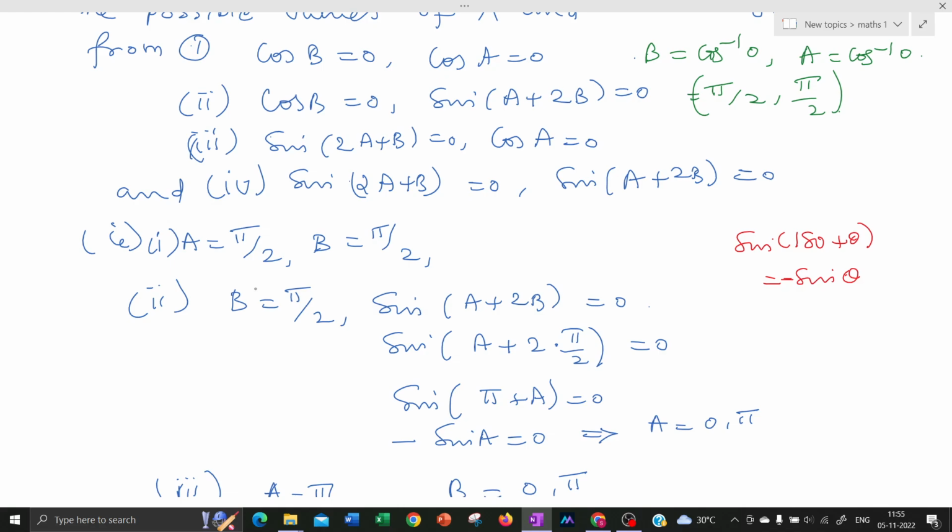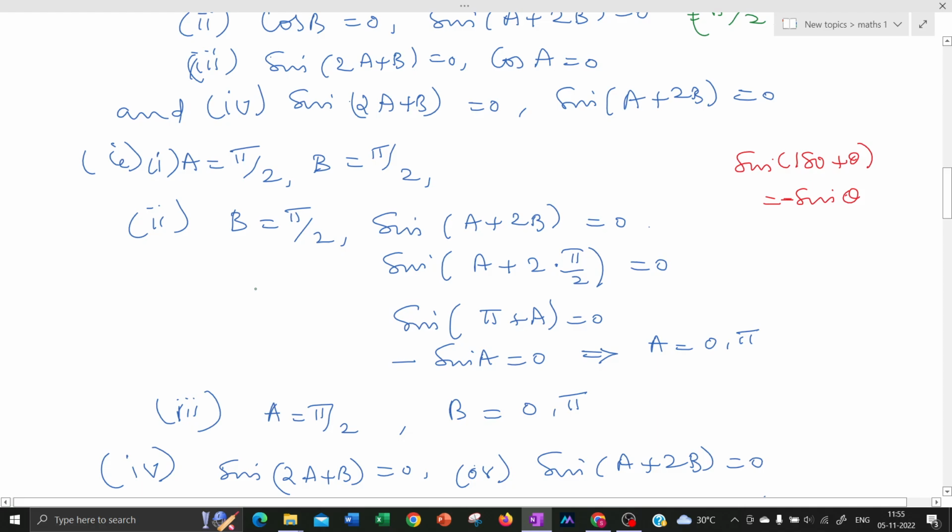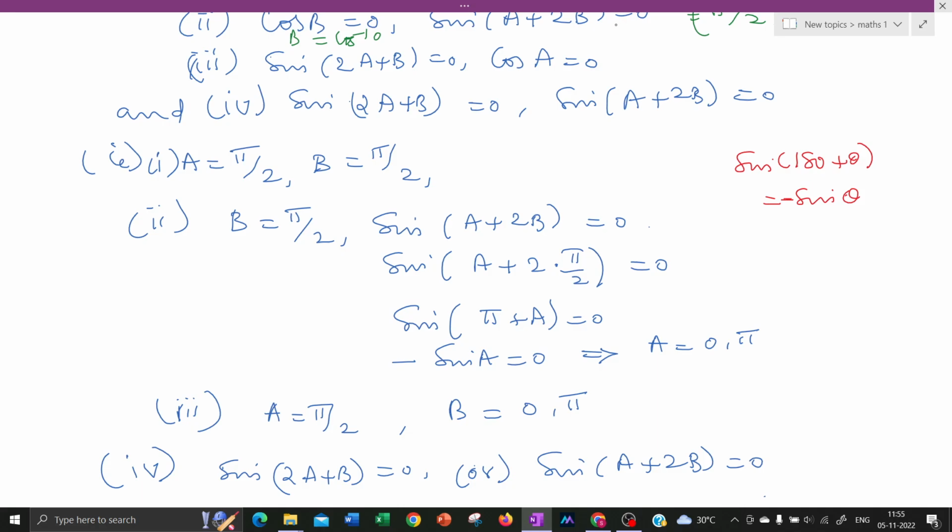Second chance. The second chance is if cos b equal to 0, then b equal to cos inverse of 0, so b equal to pi by 2. Then we will look for the next chance. That means sin(a + 2b) equal to 0. When sin(a + 2b) equal to 0, what is b here? b is pi by 2. Substitute here. So this 2 gets cancelled.